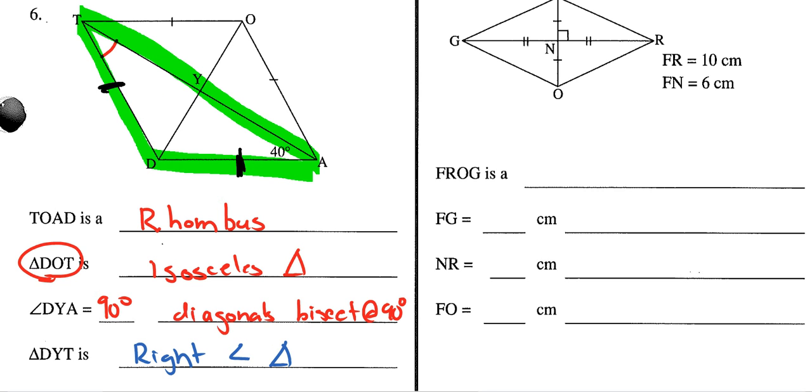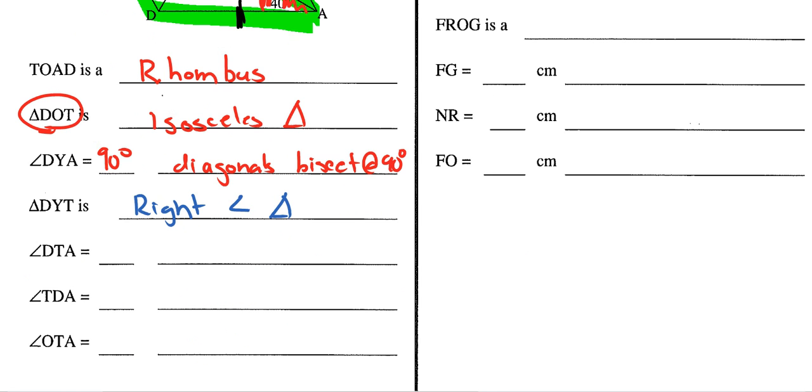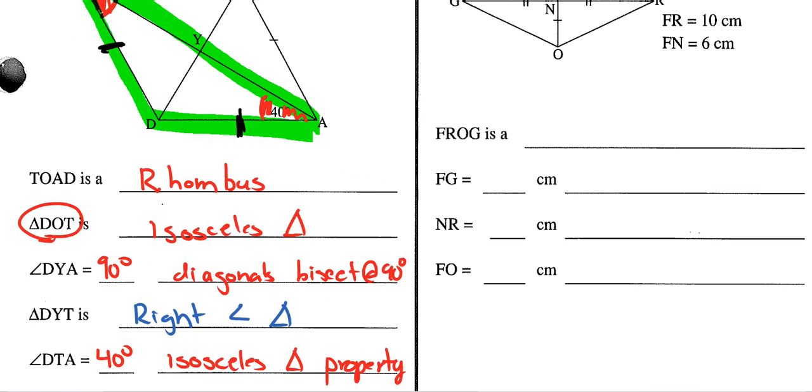And an isosceles triangle states that the bottom angles here, this 40 degrees and that angle right here, these two angles have to be equal. So angle DTA is going to be 40 degrees. And I'll say isosceles triangle property. All right, in an isosceles triangle, the two bottom angles are always equal.